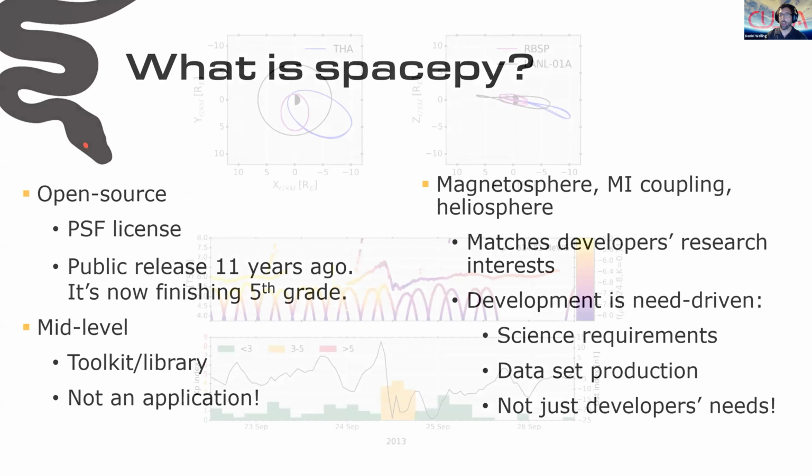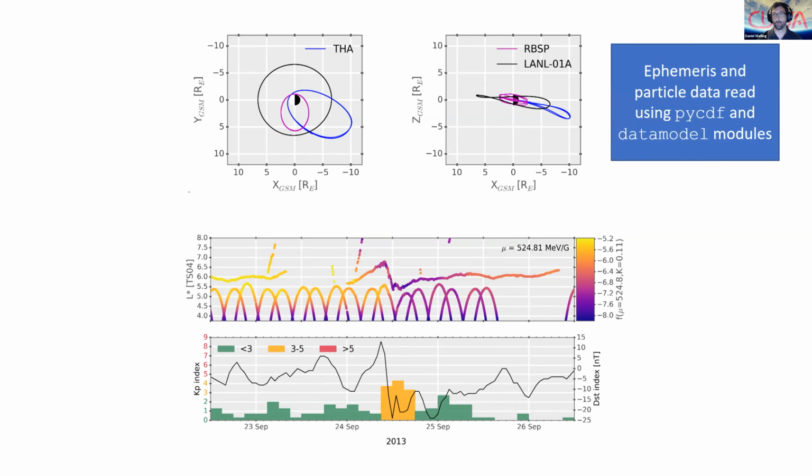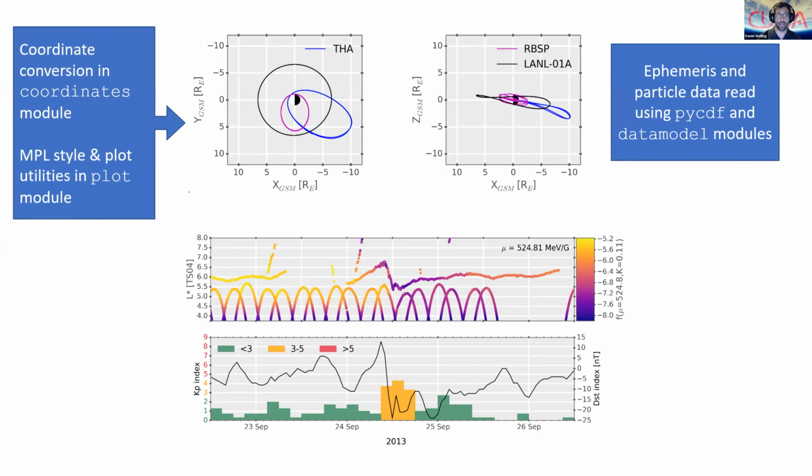So as a general example of what you can do with SpacePy, take this example where you're trying to examine distribution functions from the Van Allen Probes or RBSP satellite in context of observations from THEMIS and observations from LANL geosynchronous. SpacePy comes in at a whole lot of steps here, from reading the data files via PyCDF and placing it into a data model, which is our class for organizing data sets, to plotting the data.